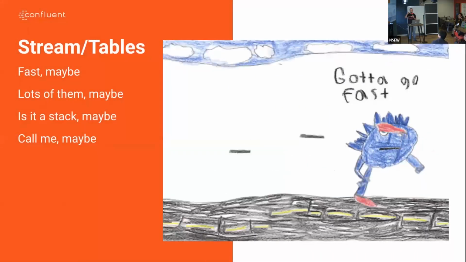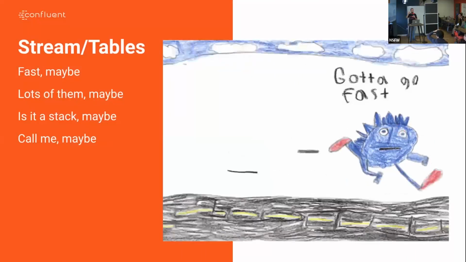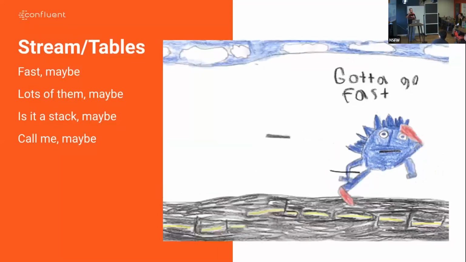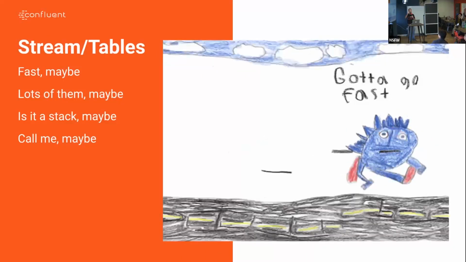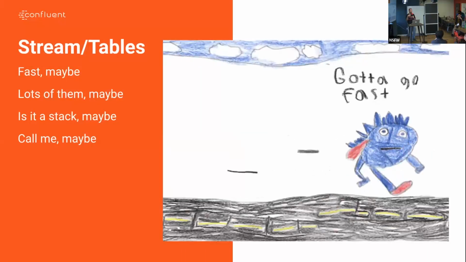So when we take a look at Kafka, the base use case is topics. It's just a stack of things. That's interesting as a stack of things, but what if we could put those stacks of things together? That's effectively what streams and tables are going to let you do.